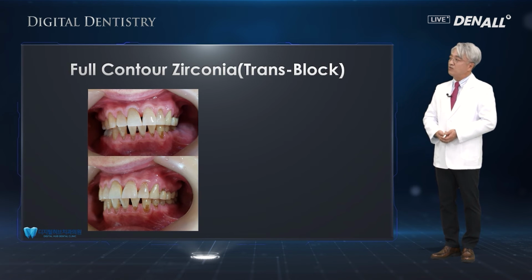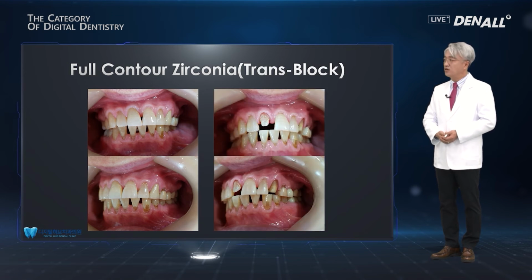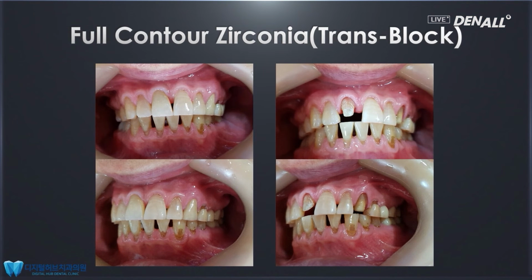Now, for full contour zirconia, the trans block was used for this restoration, but if you don't look very closely, you cannot tell what was used. Now, numbers 11 and 23 were colored and sent to the patient, and personally, I'm very satisfied with the results. And using CAD-CAM, we can very easily deliver to the patient.